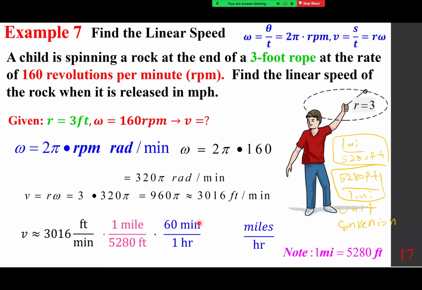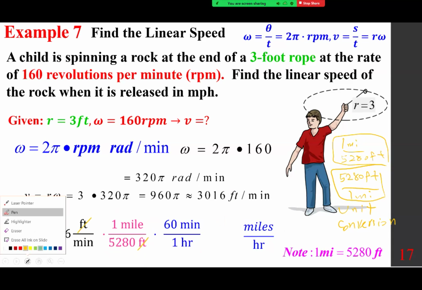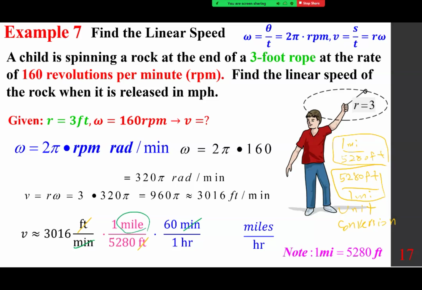Here's the reason, because we want to make sure we end up with this. So this cancels out this one. This cancels out this one. And I just want you to look at the units. The units left are mile in the numerator, hour in the denominator, and that's exactly what we have. As far as the numbers, you multiply this one by 60 and you divide it by 5280 and you get 34.3. So I wanted to make sure everybody's comfortable with this unit conversion.